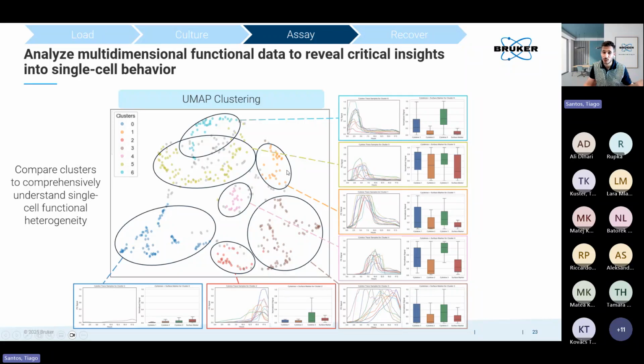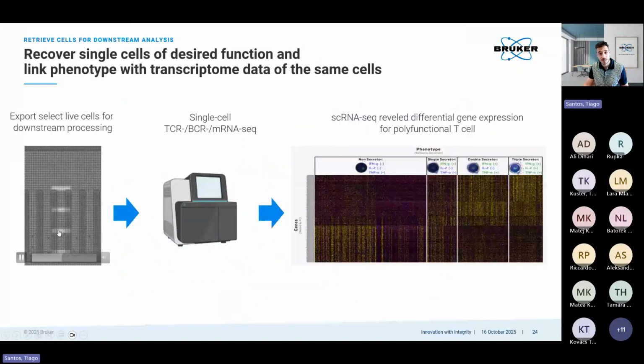Remember, these cells are still cultured in the Beacon. They are still alive there. Imagine this was the best group of cells. You can then go back to Beacon and say, get me those cells back. Export the live single cells. Because now I want to do expansion, or even better, you can do single-cell TCR sequencing, you can do mRNA-seq.